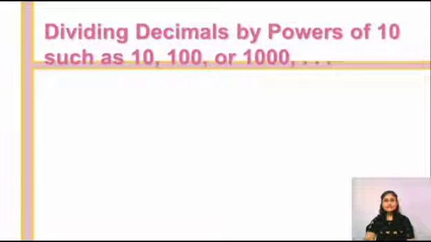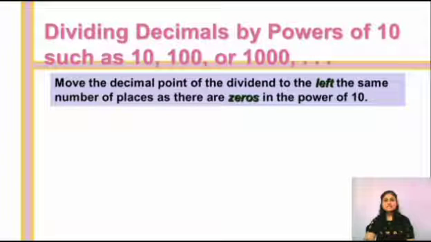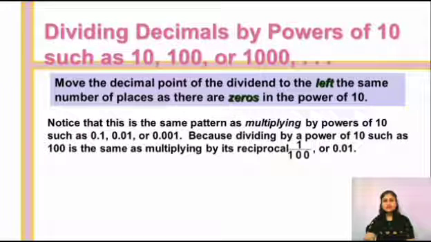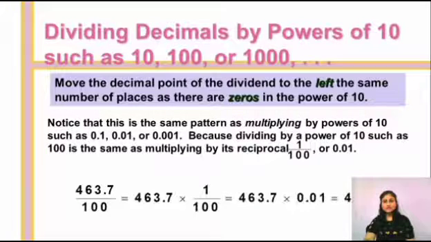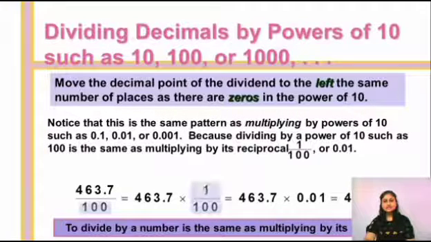Dividing decimals by powers of 10 such as 10, 100, or 1000. Move the decimal point of the dividend to the left the same number of places as there are zeros in the power of 10. For example, 463.7 divided by 100. So we move the decimal point two places to the left, and we have 4.637.